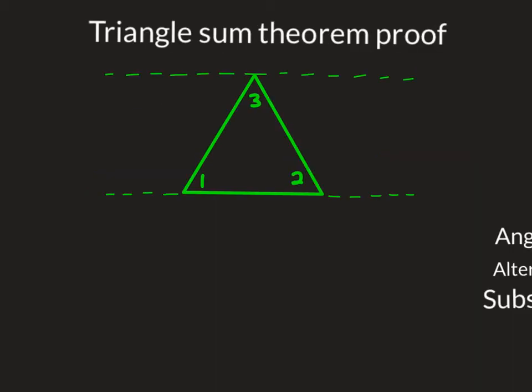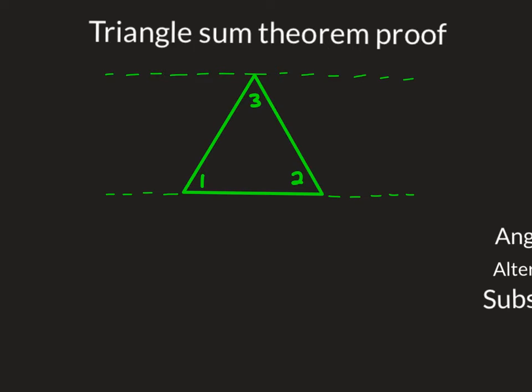So we're going to go through a proof of this triangle sum theorem. So rather than just saying angle 1, 2, and 3 add up to 180 because I told you so, or because the math book told you so, we're going to go through exactly why. We're going to show you a proof of it. So what I did is I took a triangle and I kind of extended the bottom here to make a nice long straight line. And through that top point, I'm going to draw a parallel line.